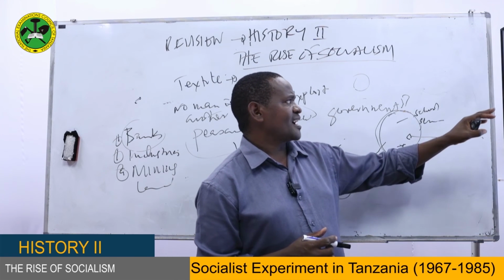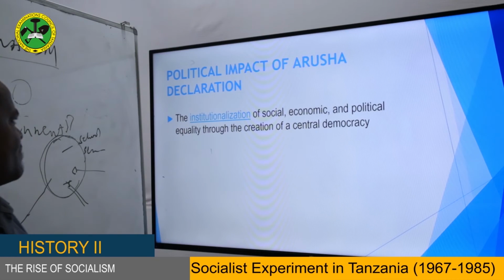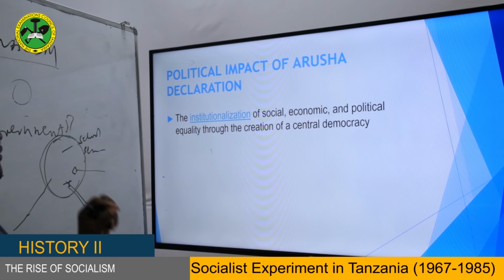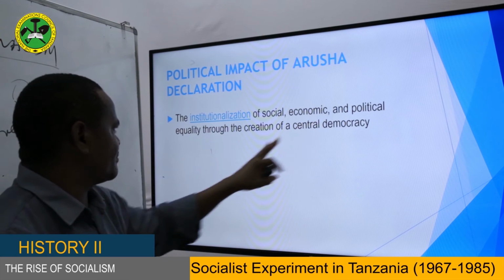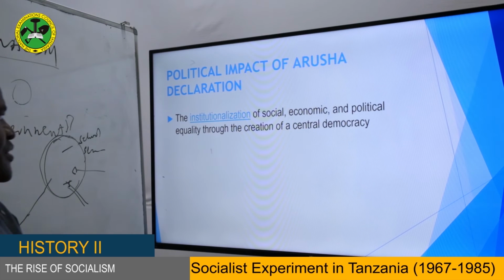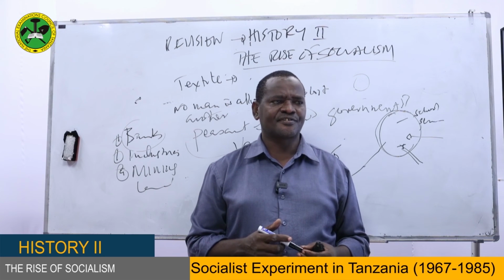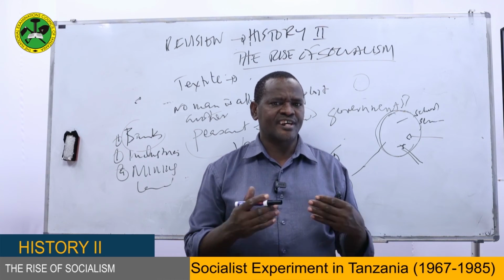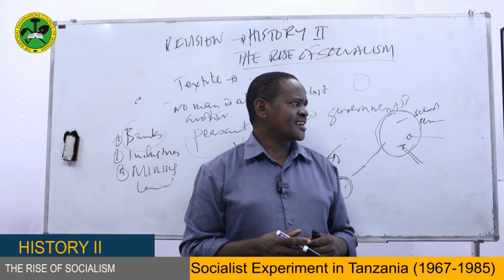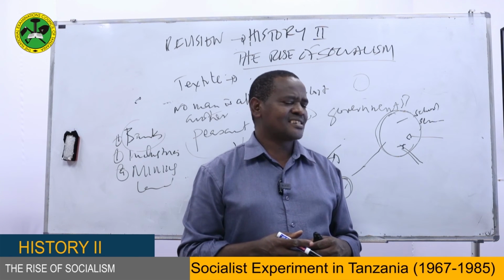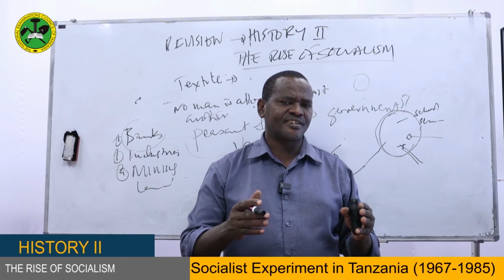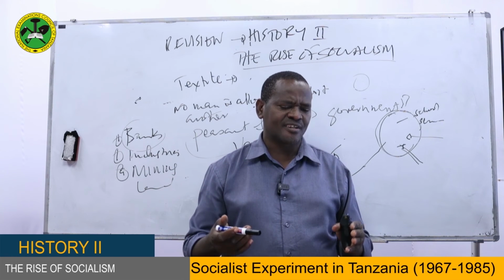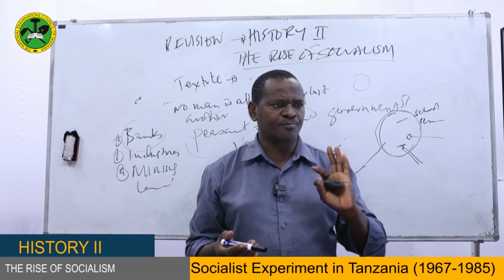My dear students, the second very important political impact was the institutionalization of social, economic, and political equality through the creation of central democracy. This is just like what we said. There was creation of central democracy. Creation of central democracy means that there was democracy in which people were allowed to choose leaders from the top to the bottom.